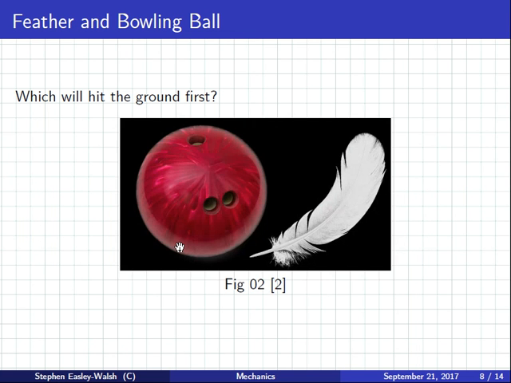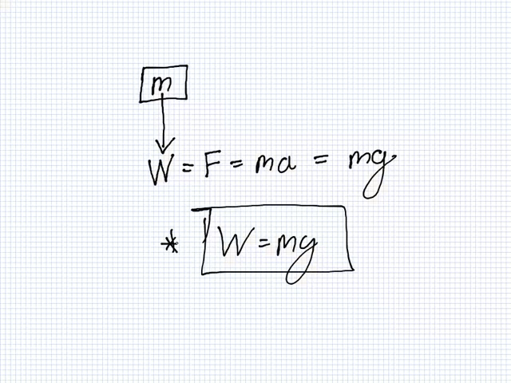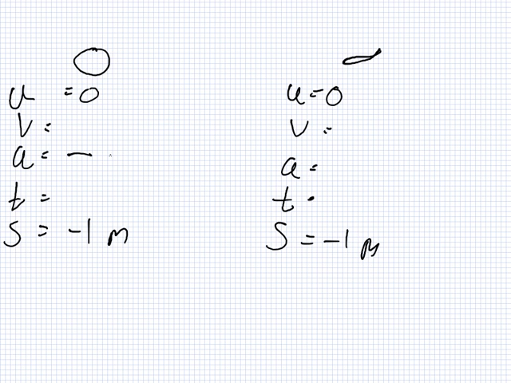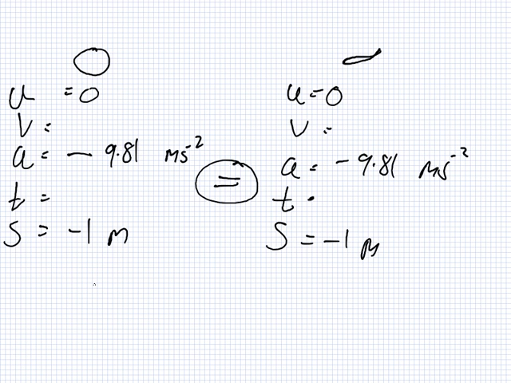Okay, so which will hit the ground first if I drop them both at the same time? The ball. But we have a small problem if we try to work it out. So for example, here's the ball, here's the feather, and here we have u, v, a, t, s. And let's just say s is a meter. It falls 1 meter. And they both start at rest. And the v we don't know, and the t we don't know, but we know the a. So something must be wrong here, because the information is the same, so they should give the same answer for t, but we know that this time is bigger, it will take longer. So what is wrong with my picture here?